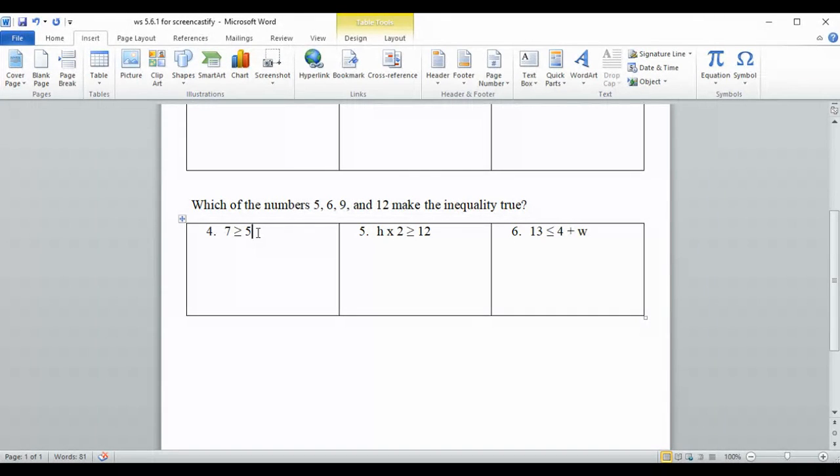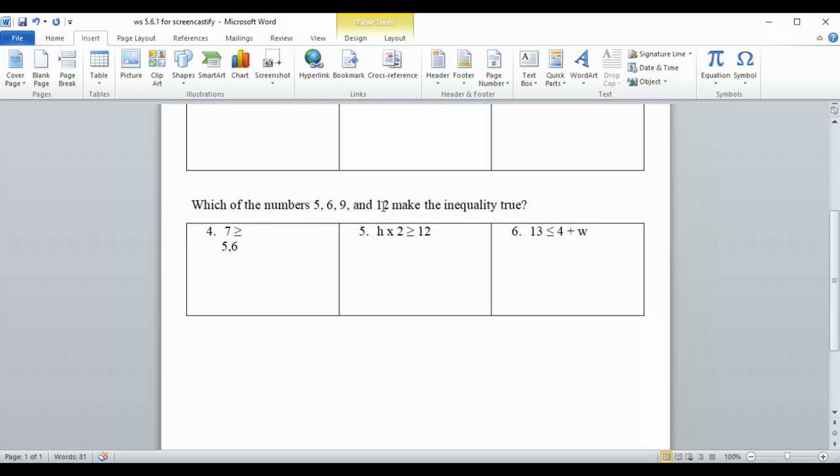And 7 is greater than 5. So 5 is going to be one of the numbers we put down. Maybe the only number, we'll see. Then we're going to put in 6. 7 is greater than or equal to 6. 7 is greater than 6. So we're going to put that one down as well. Then we're going to try the next number, which is 9. 7 is greater than or equal to 9. Nope, 7's not greater than 9. It's not equal to 9, so 9 doesn't work.